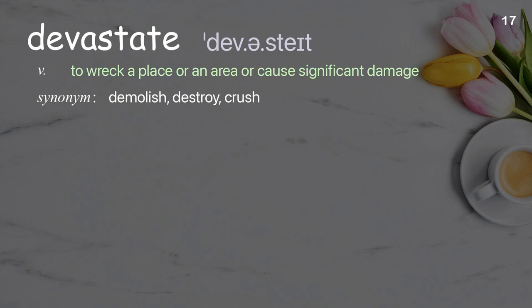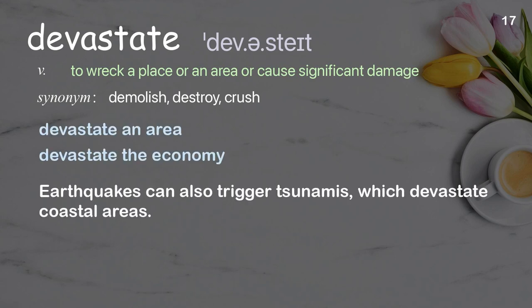Devastate. To wreck a place or an area or cause significant damage. Examples. Devastate an area. Devastate the economy. Earthquakes can also trigger tsunamis, which devastate coastal areas.